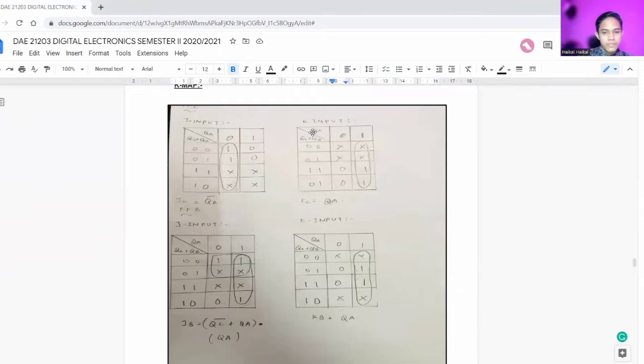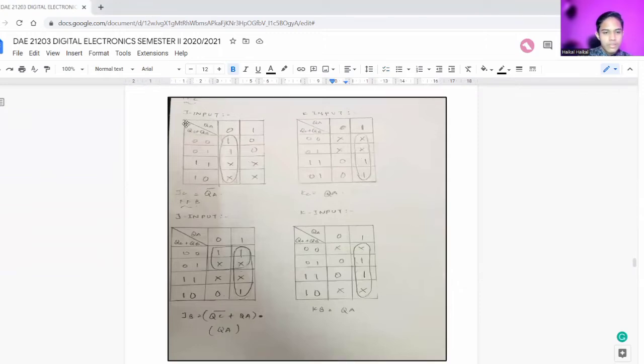That is the K-map. The first K-map is for flip-flop C. We divide it into two: the first one is for JC and the second one is for KC. So this is the answer for the JC input: we got QA bar. For the KC input, we got QA.